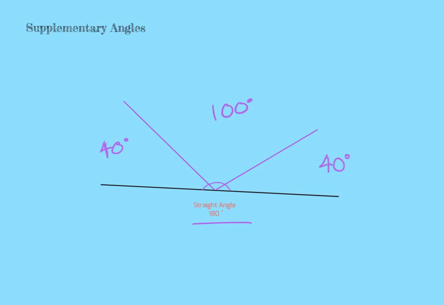So an example of a supplementary angle would be this here. If I've got one angle that's 40 degrees, another that's 100 degrees, and then the last one is 40 degrees. 40 plus 100 gives me 140, plus another 40 gives me 180 degrees. Therefore, it is adding to a straight angle, so it's a supplementary angle.